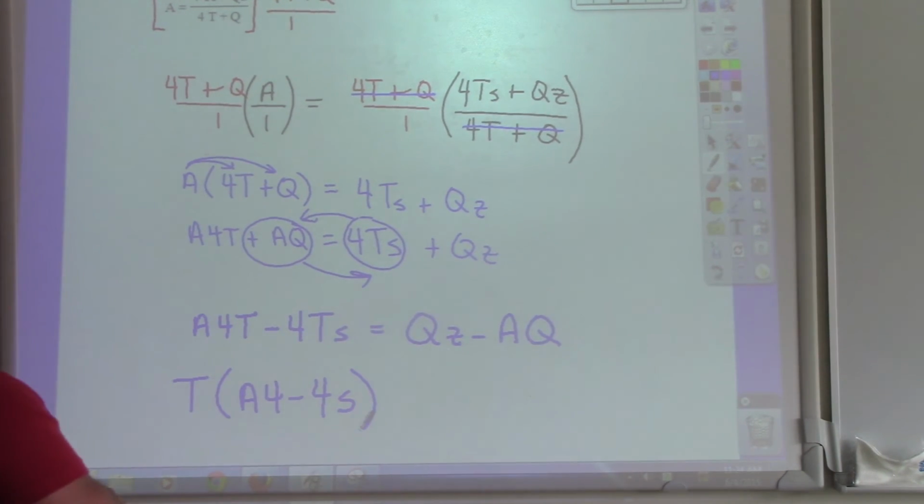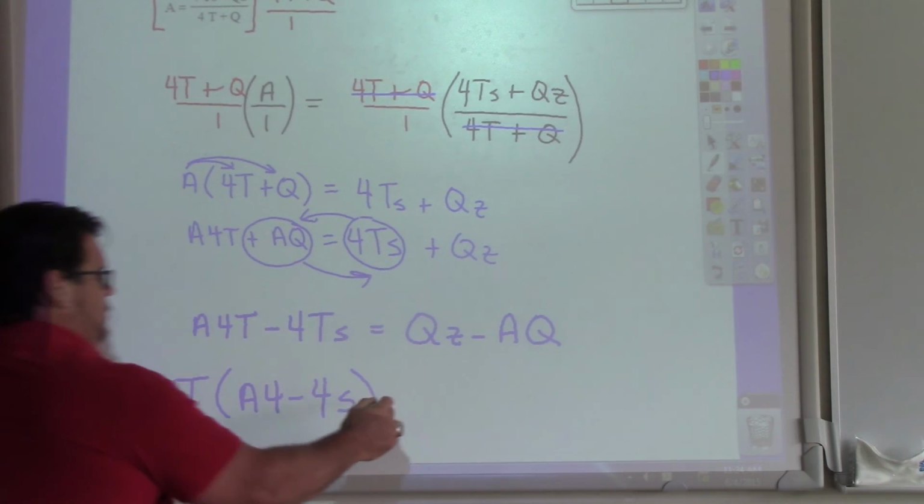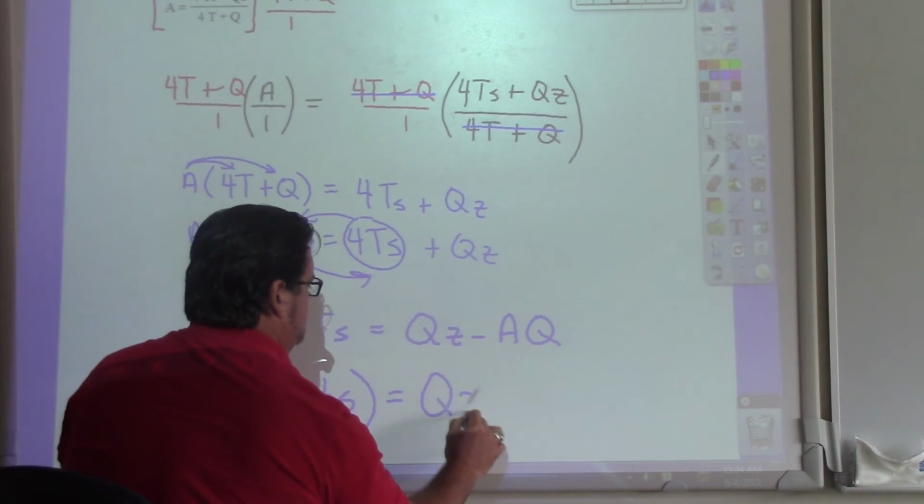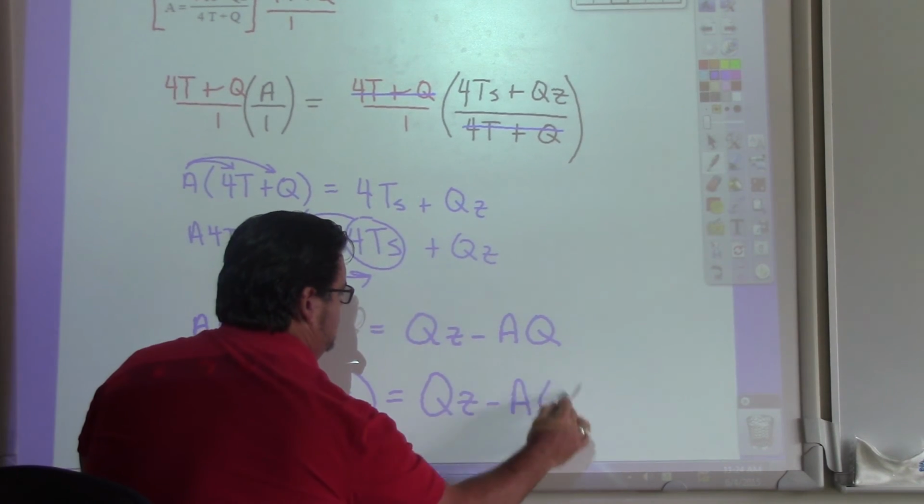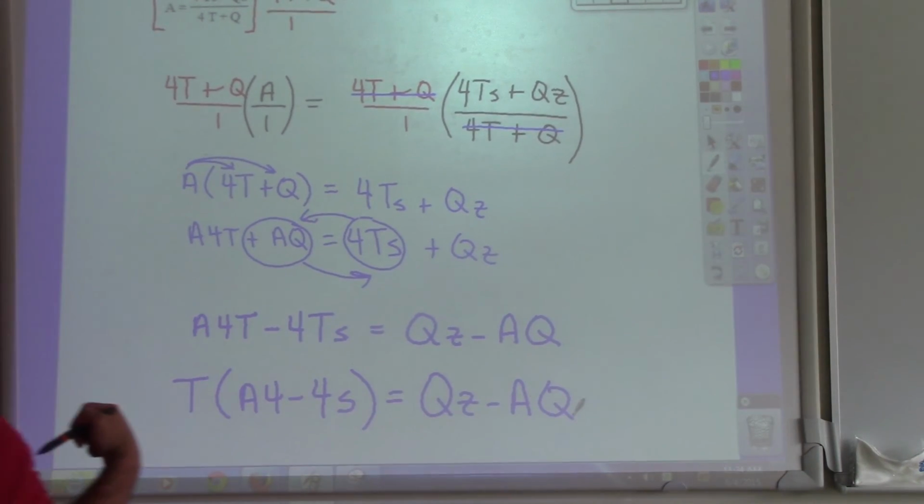All right, how's that? Equals. Would I bring out a 4 with that T? No, because you're solving for the T. You're solving 4T, so don't pull out the 4T. You're solving for the variable T, not 4T.